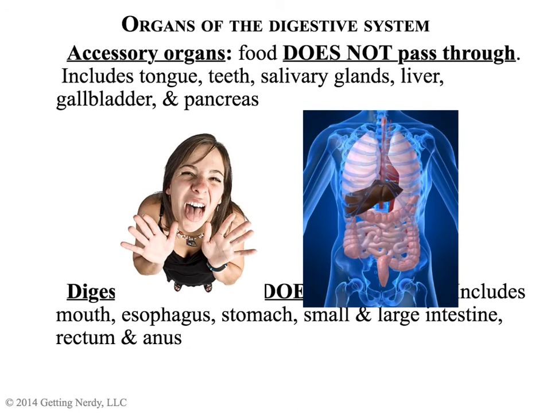All right, there are different types of organs in the digestive system. We have a lot of organs here, and some are main organs and some are accessory organs. Accessory organs, these are organs where food does not actually pass through them. These include your tongue, teeth, salivary glands, liver, gallbladder, and pancreas. The digestive organs, food does pass through those organs, and these include the mouth, the esophagus, the stomach, large and small intestines, the rectum, and the anus.